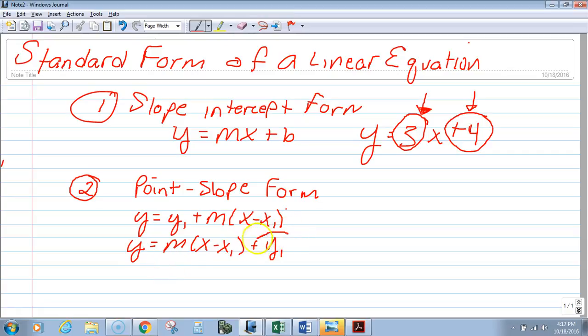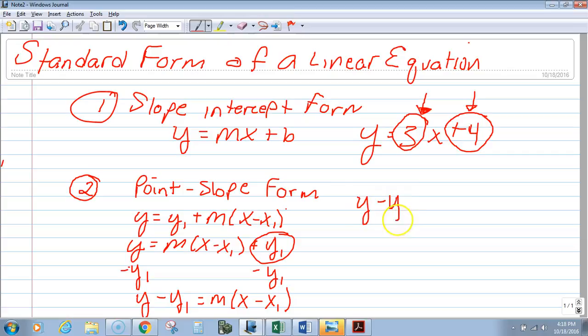You can also bring this to the other side. Sometimes you may say it this way, and this actually makes more sense. You may have an aha moment here. Let me undo that. We know how to rearrange equations, right? What if I want to subtract y1 from both sides? Then we have y minus y1 equals slope times x minus x1. Now you guys, here is going to be your aha moment. Check this out. I'm going to rewrite that same thing, y minus y1 equals m times x minus x1.